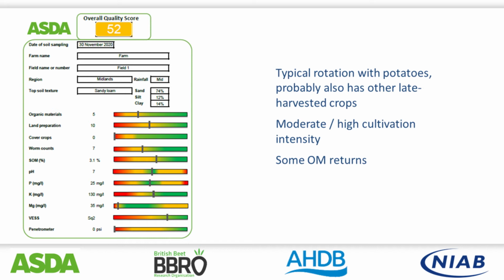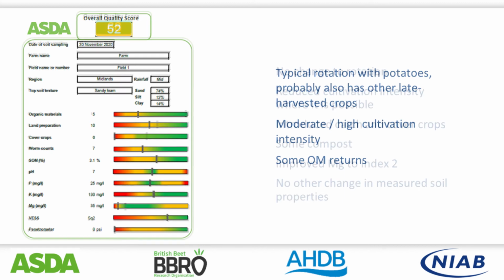But the question is, well, what might we be able to do? This is a typical rotation. It's got potatoes in it. Is there anything we can actually do within that potato rotation that's practical and sensible, and how much difference would that make? And the nice thing about the tool is that we can actually go back to that data entry sheet and have a look. Well, what happens if we do things?